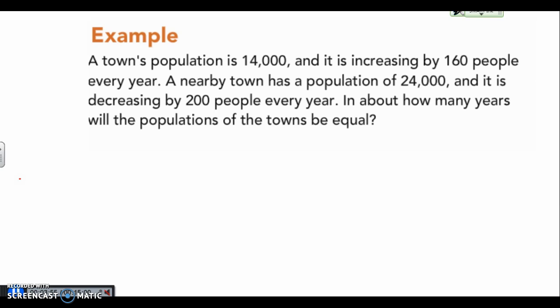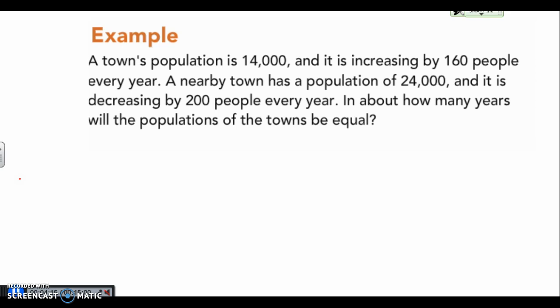Alright, let's look at this problem together. A town's population is 14,000 and it is increasing by 160 people every year. A nearby town has a population of 24,000 and it is decreasing by 200 people every year. In about how many years will the populations of the towns be equal?